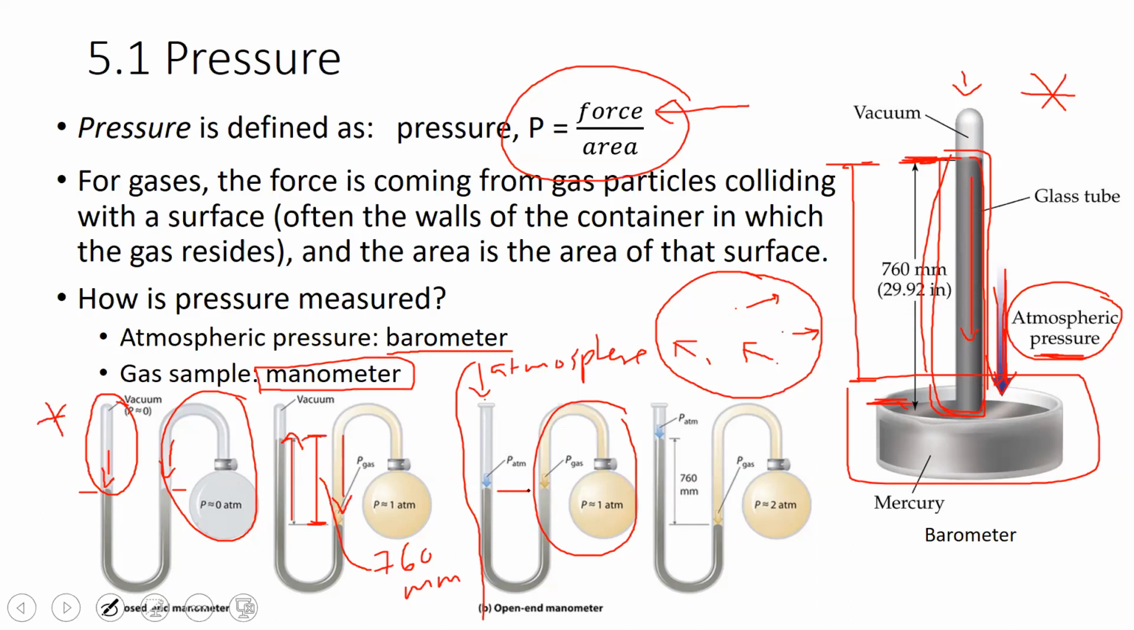So in the second example, if we have 2 atmospheres of gas in here, then we only have 1 atmosphere of pressure pushing down on the open end, and so the difference in height would be that second atmosphere of pressure, okay? And so when you have an open-ended manometer, you're looking at the difference in the height being the difference between the atmospheric pressure pushing on the open end and the pressure inside the gas container. Right, so that's how we measure pressure. Either a barometer for atmospheric pressure, or a manometer to measure the pressure of a gas sample.